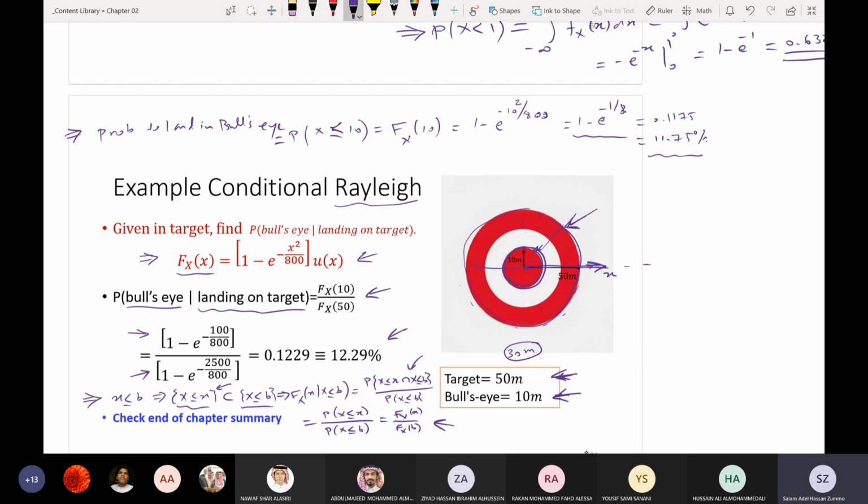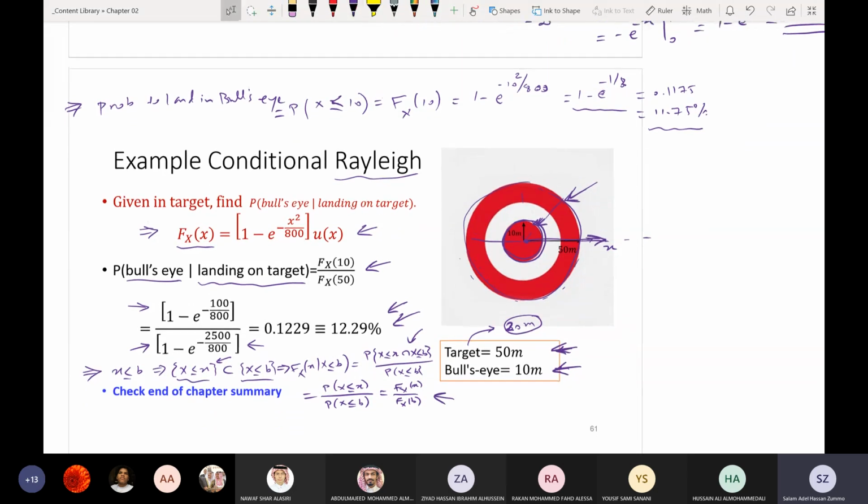Because this denominator will be smaller, and hence you will have a larger probability. And logically, the target becomes smaller. So given that you are in the target, there is a bigger chance that you are in the smaller circle. So try it, guys. Try the target as 20 meters, and calculate again, please, the conditional probability. Anybody can do it for us?